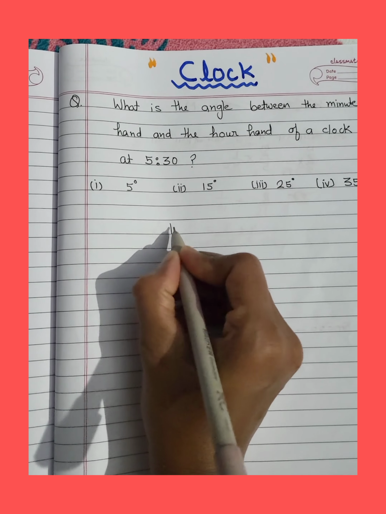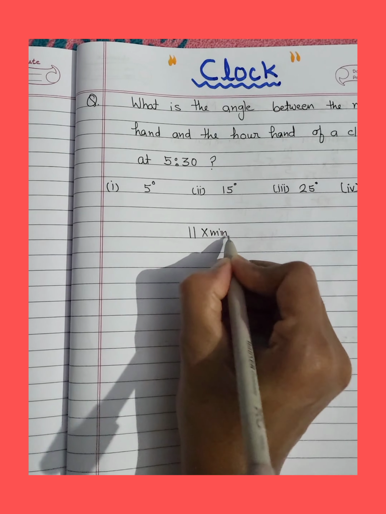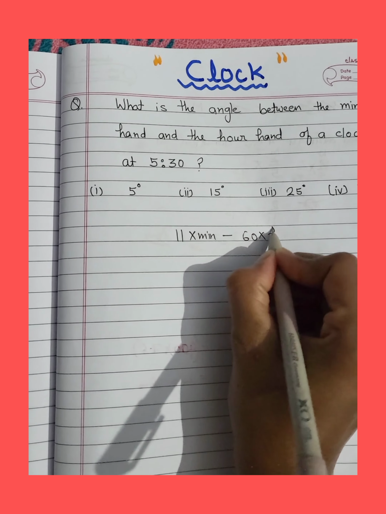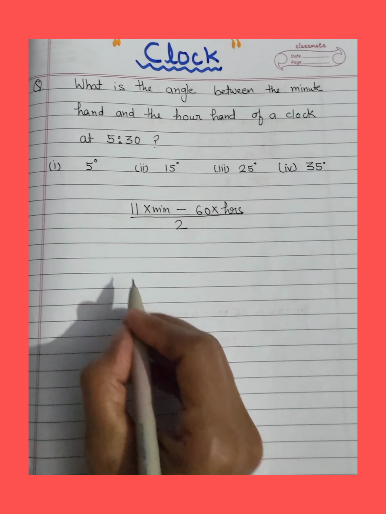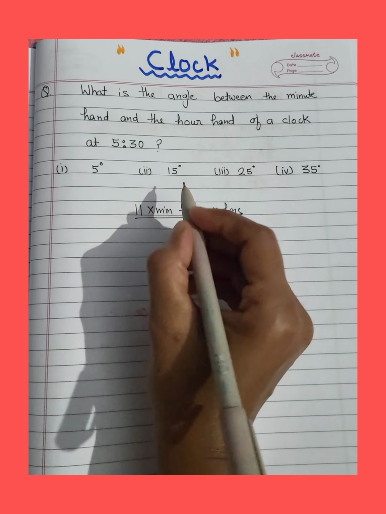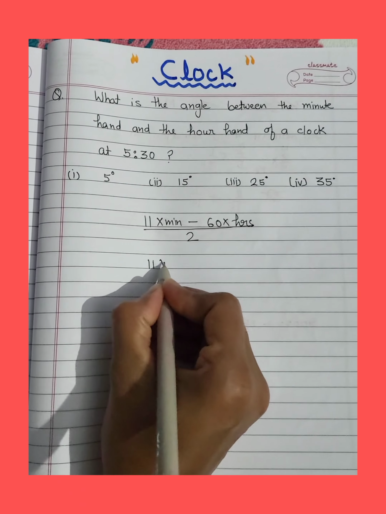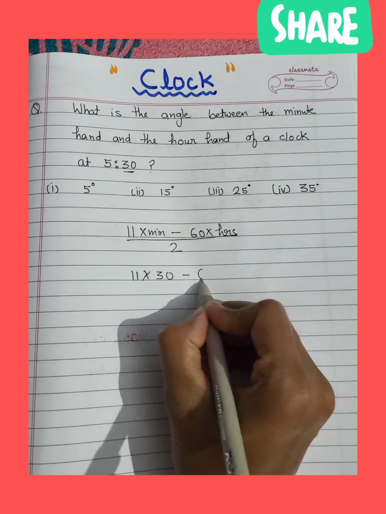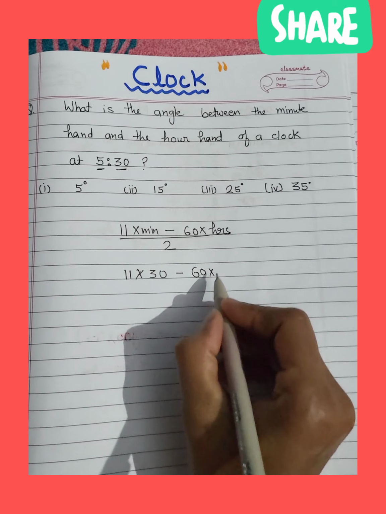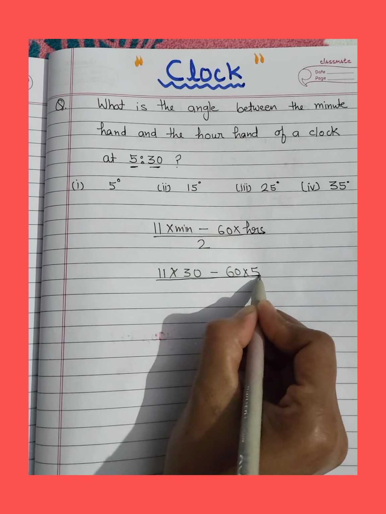The formula is 11 multiply minute minus 60 multiply hours, and divided by 2. This is the short formula, and by this formula we will get our answer. Now what is 11? 11, and the minute is 30. So we will multiply this by 30, minus now 60 multiply the hour hand, that is 5. Okay, and this will be divided by 2.